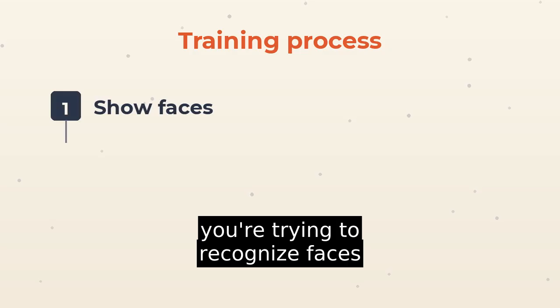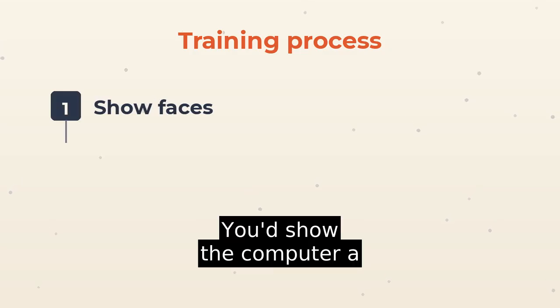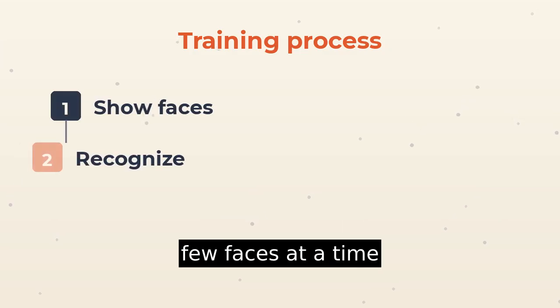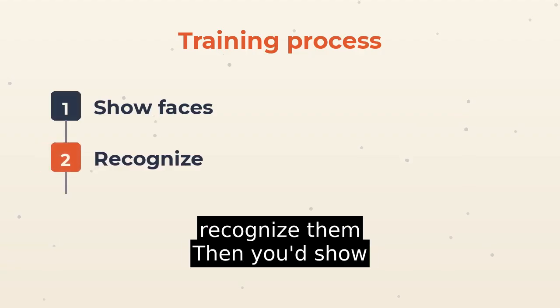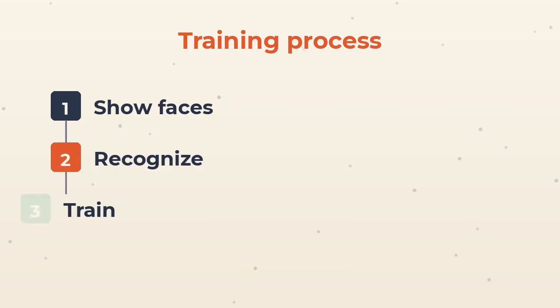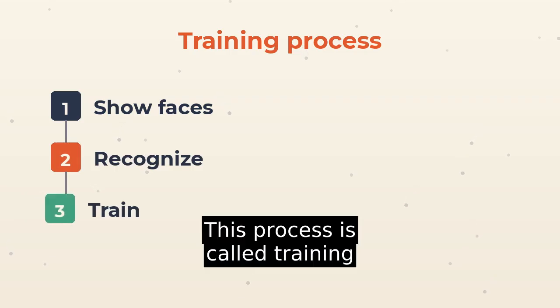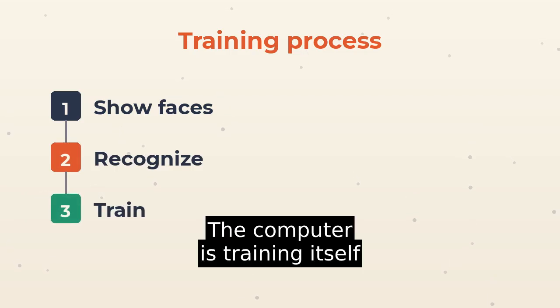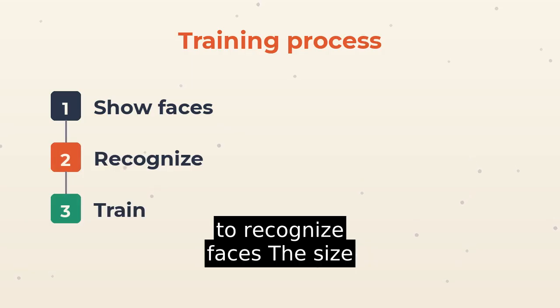Imagine you're trying to recognize faces. You'd show the computer a few faces at a time, and it would try to recognize them. Then, you'd show it a few more faces, and it would try again. This process is called training. The computer is training itself to recognize faces.